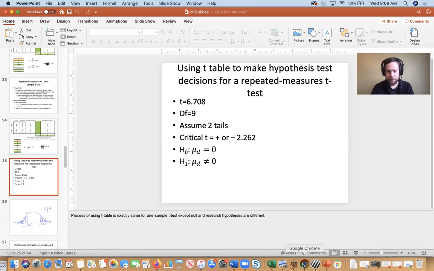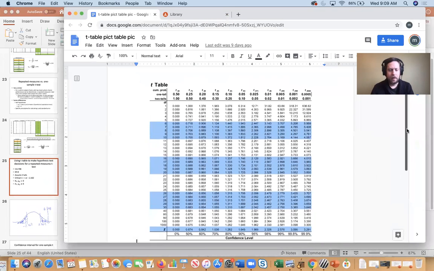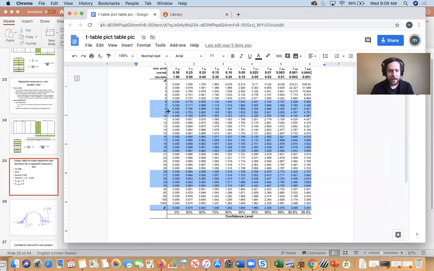Okay, so now let's go to our t table, which is right here. We said that degrees of freedom is 9. So this left column right here, this is the degrees of freedom. So our degrees of freedom is 9. And we're doing a two-tailed test with alpha equals 0.05. Here's two-tailed, alpha equals 0.05. We're going to where it intersects with degrees of freedom equals 9. And you see right here it says 2.262.